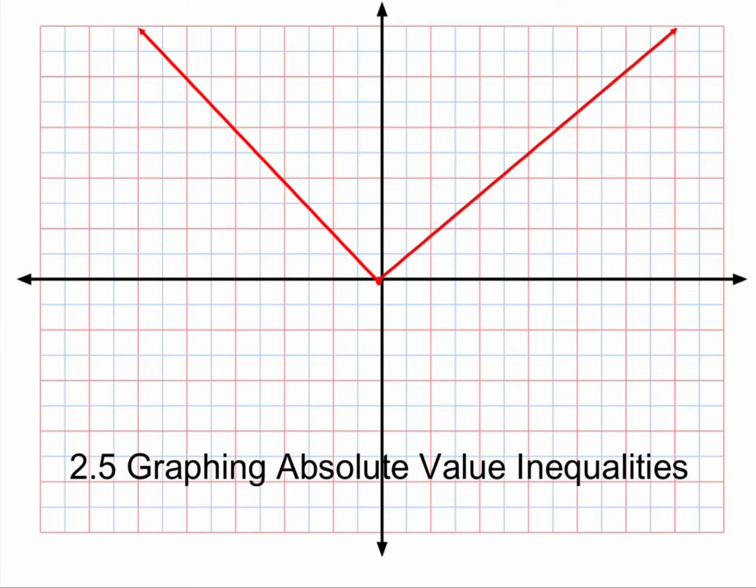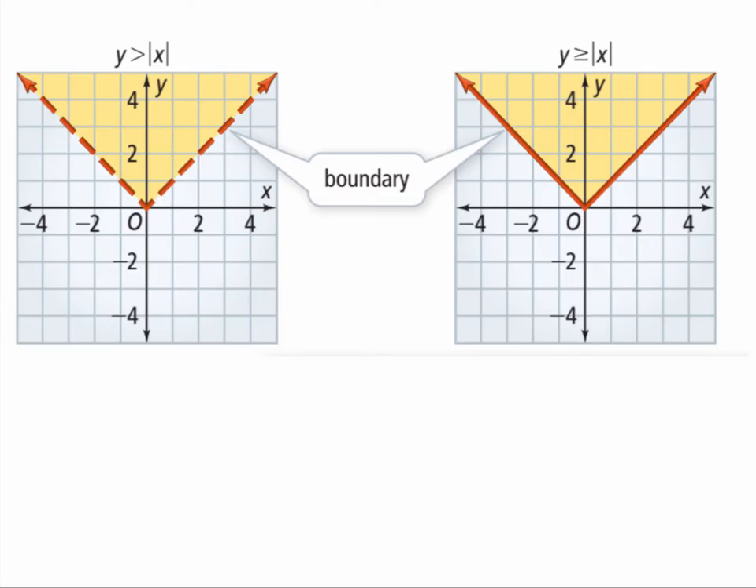Let's look at graphing absolute value inequalities. When you graph an absolute value inequality, you're going to be sketching a region, not just a point or a line. When you have your function, say y is equal to the absolute value of x, the first thing you need to do is pick your boundary.